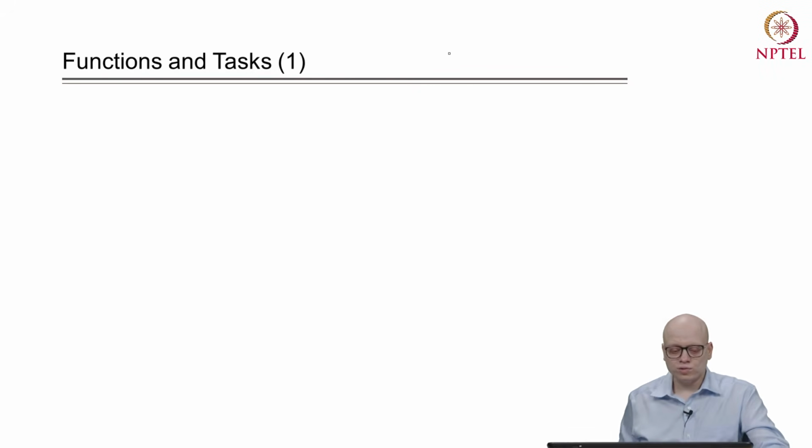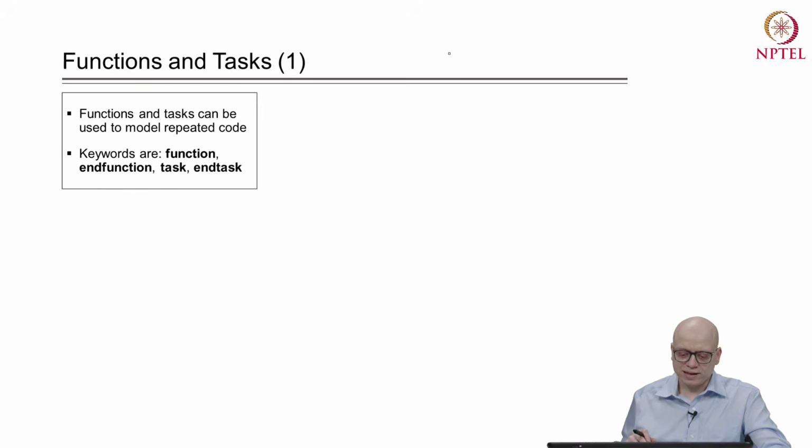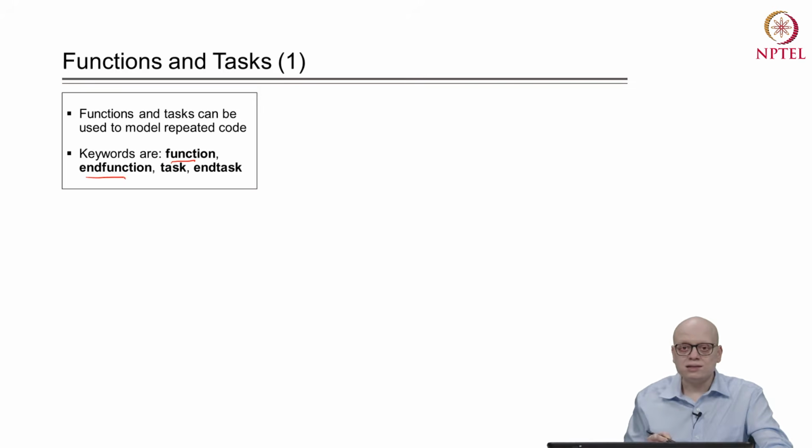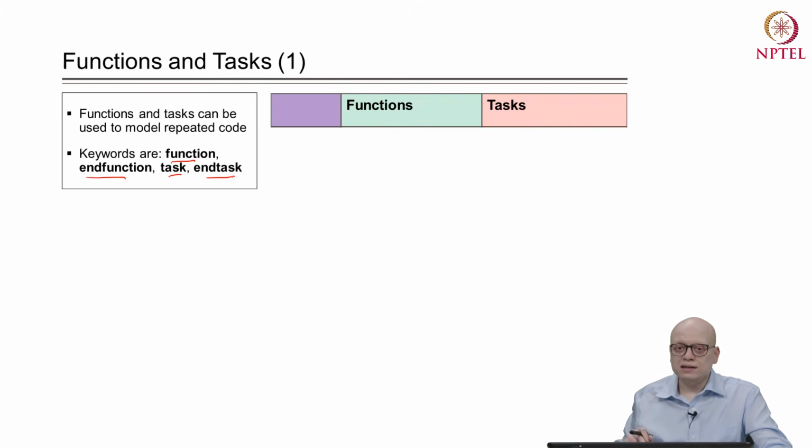Now, let us look into functions and tasks. Functions and tasks can be used to model repeated code. A function starts with the keyword function and ends with endfunction, and a task starts with the keyword task and ends with endtask. Let us first understand the differences between functions and tasks.